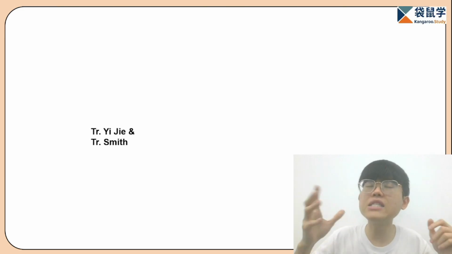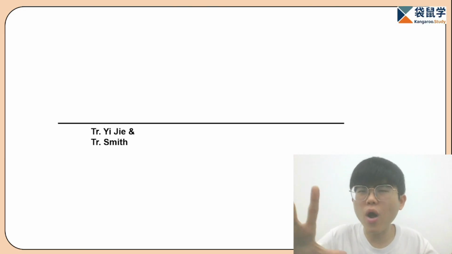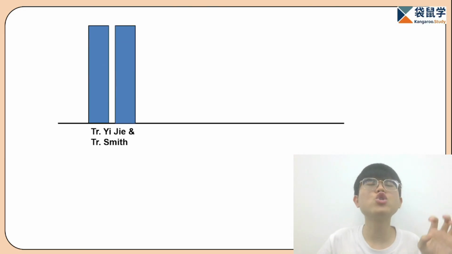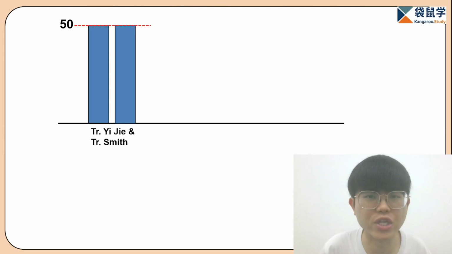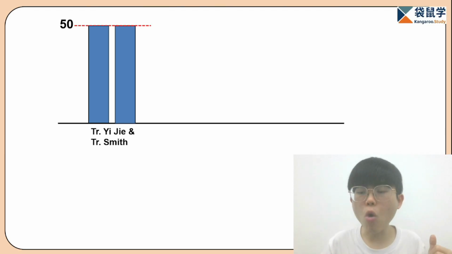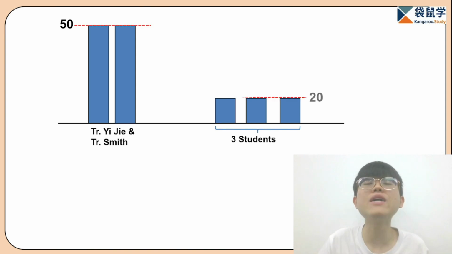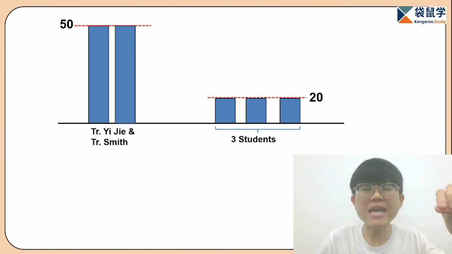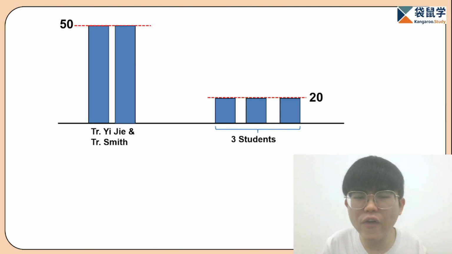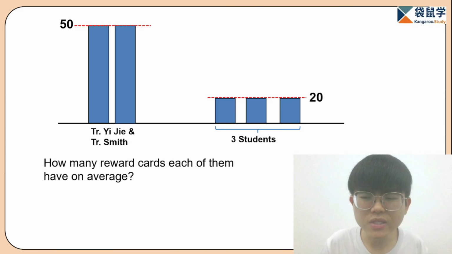We say that there is teacher Yijie and teacher Smith. And these two teachers right here, we want to draw a bar chart. Two of them have 50 reward cards each, on average. Then there are 3 students, and each of them has 20 reward cards on average. In this example, we want to find out what will be the reward cards each of them has on average.